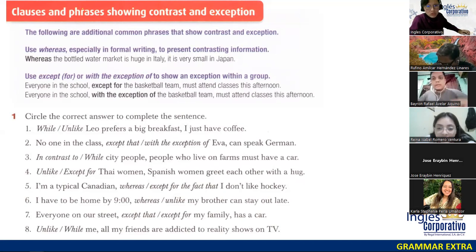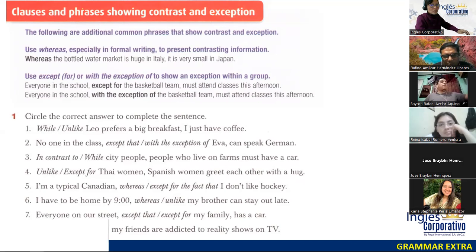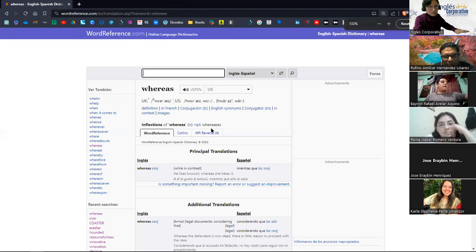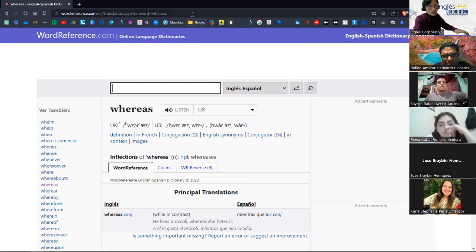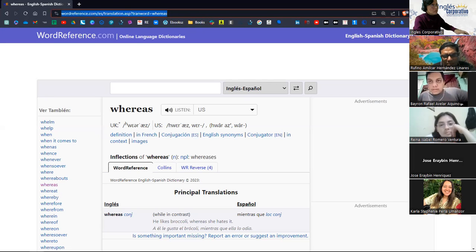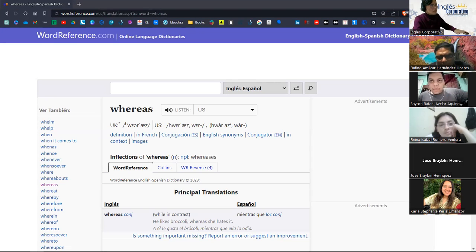There is one that probably you don't know. Solo veo una que creo que es la que ustedes no han visto. Bueno, voy a irme a Word Reference. Y es whereas, que la usé al principio de la clase, no sé si se recuerdan. Whereas, guys, siempre es en contraste, y le voy a compartir aquí, perdón que les cubra el ejercicio, pero this is just for you to see, okay, what it means. And let me share the link with you.